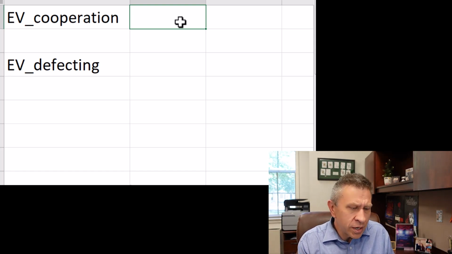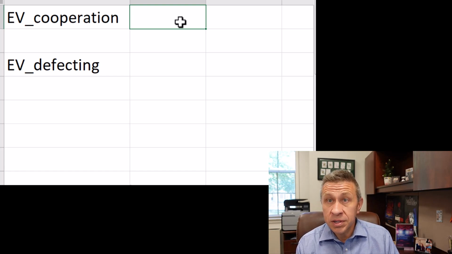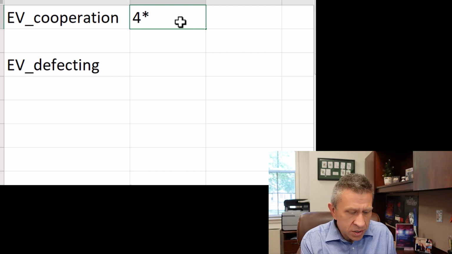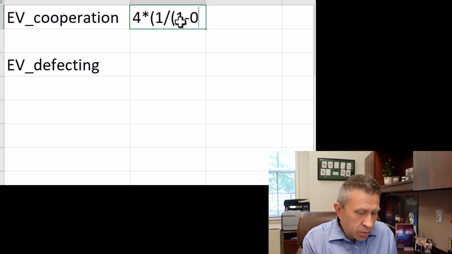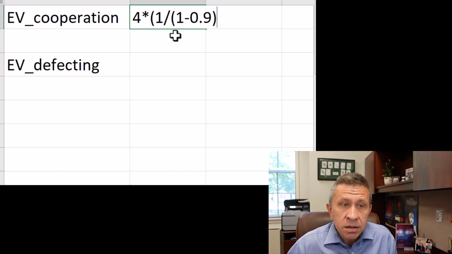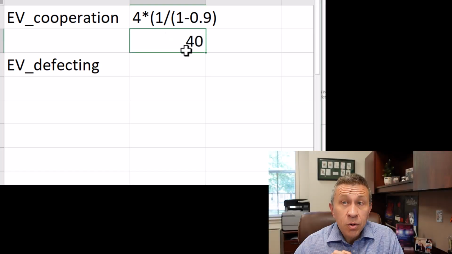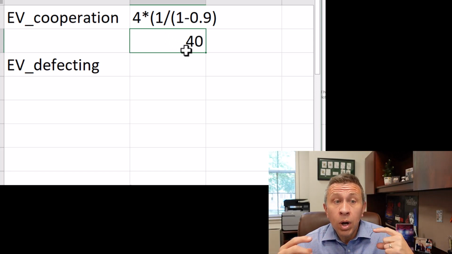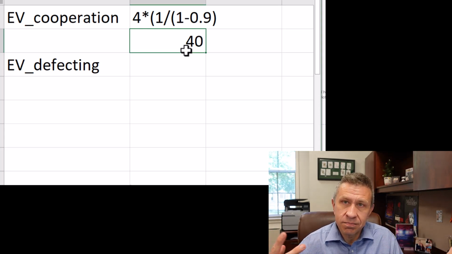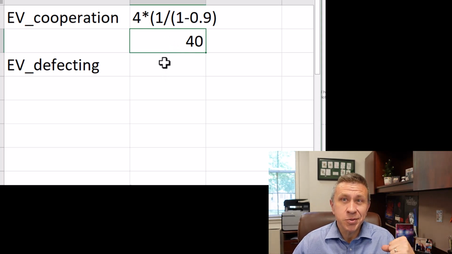So the expected value of cooperation. If you cooperate the whole time, the payoff is 4 every single period. We know the discount factor is 0.9, so it's 4 times 1 over 1 minus 0.9. That is our discount factor. What does that equal? Well, 1 divided by 1 minus 0.9 is 1 divided by 0.1, or 10. 10 times 4, we see a number of 40 in there. Excel can do that for you as well.